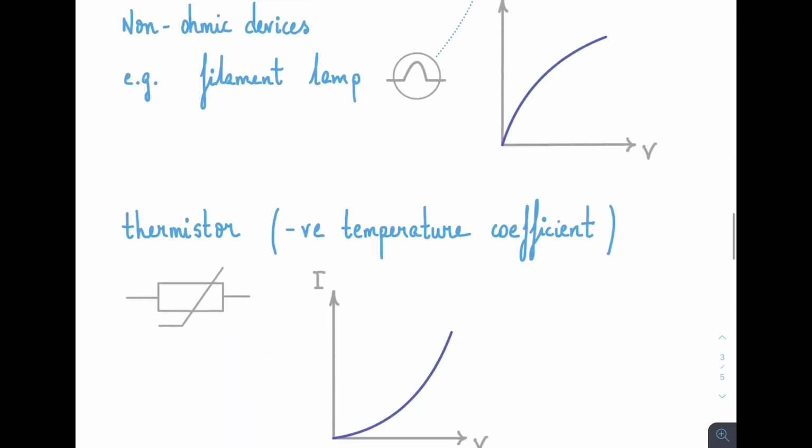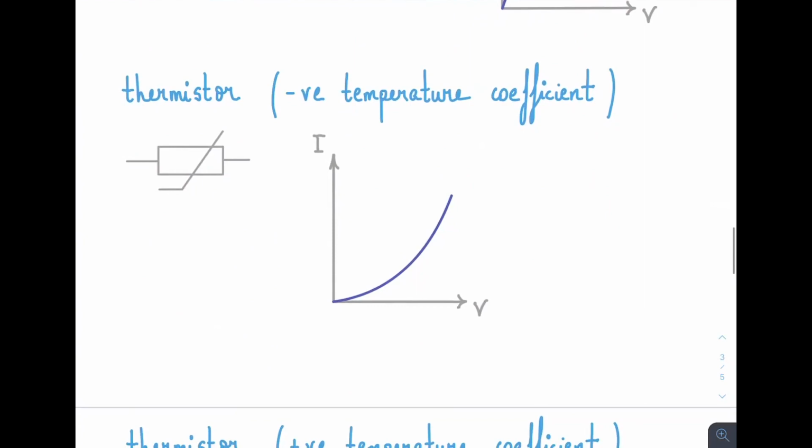A thermistor with a negative temperature coefficient, this is the symbol for the thermistor, is one whose resistance decreases as temperature increases. So the current through it is found to increase faster as the voltage across it is increased. So in other words, this graph is showing opposite behavior to the filament lamp in the sense that it becomes steeper as the voltage across the thermistor is increased.